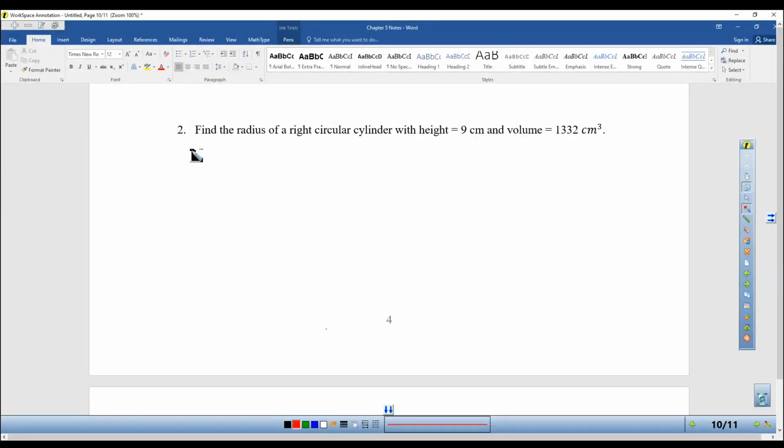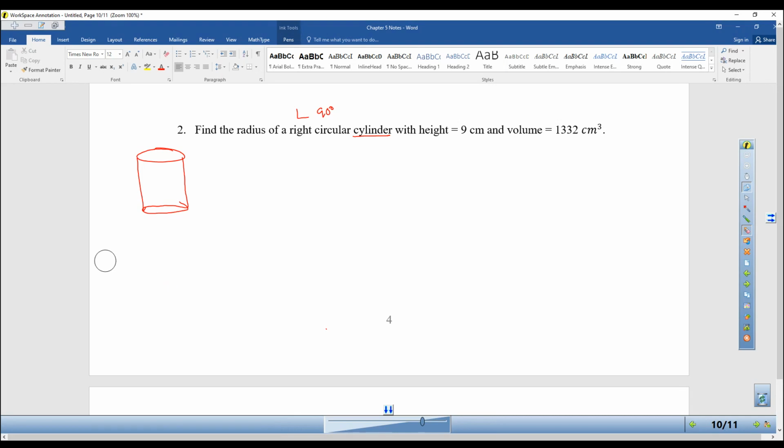So a right circular cylinder, so probably you know what a cylinder is. Circular, as you can see, and right just means that it's standing upright versus something like this, which is a cylinder but is leaning. So right means right angle or 90 degrees.